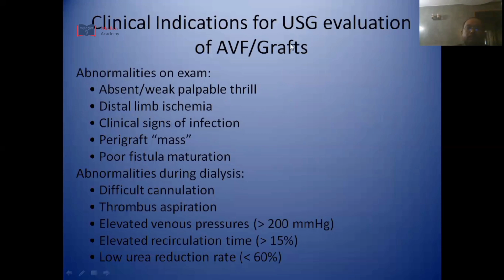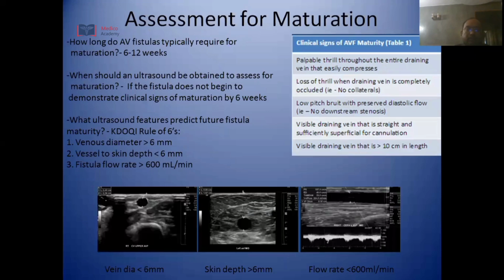What are the different clinical indications for evaluation of AV graft? Abnormalities on examination include absent or weak palpable thrill, distal limb ischemia, clinical signs of infection, perigraft mass, and poor fistula maturation. Abnormalities during dialysis will be difficult cannulation, thrombus aspiration, elevated venous pressure, which will be more than 200 millimeters of mercury, elevated recirculation time more than 15%, and low urea reduction rate, that is less than 60%.